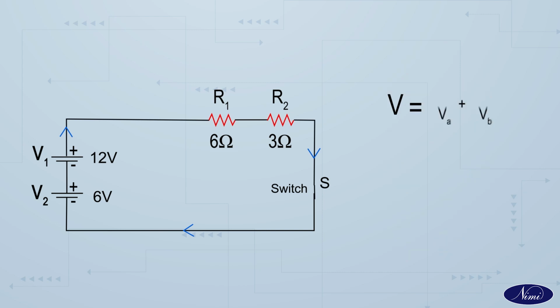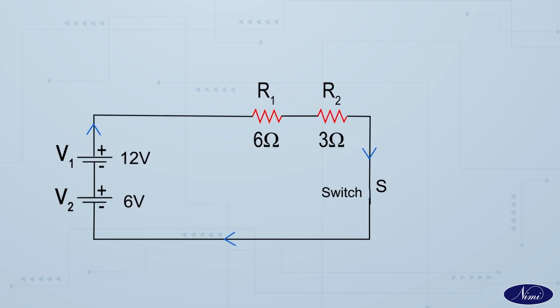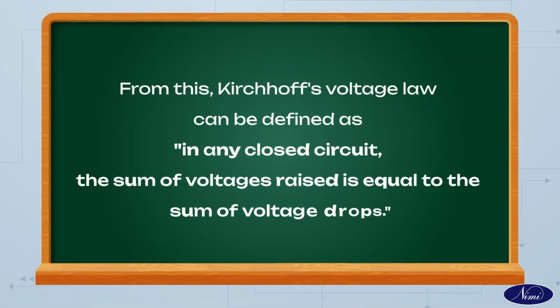Now add the voltage drops VA and VB. You will get 18 volts, which is equal to the input voltages V1 and V2. Therefore, Kirchhoff's voltage law is verified. From this, Kirchhoff's voltage law can be defined as: in any closed circuit, the sum of voltages raised is equal to the sum of voltage drops.